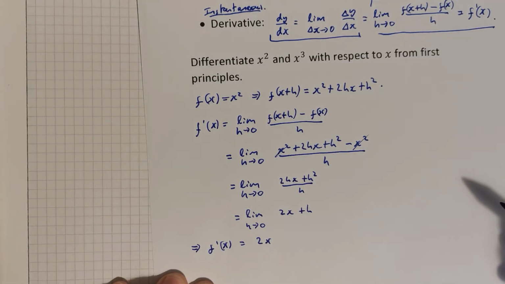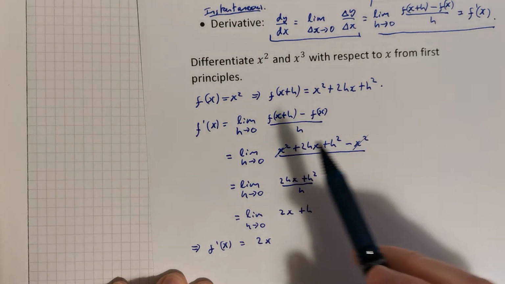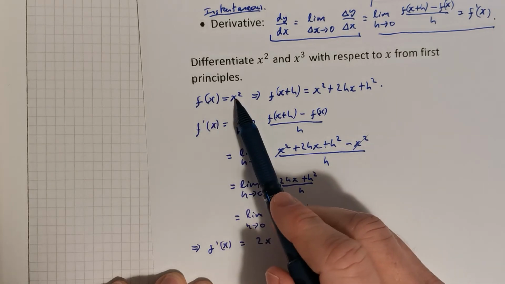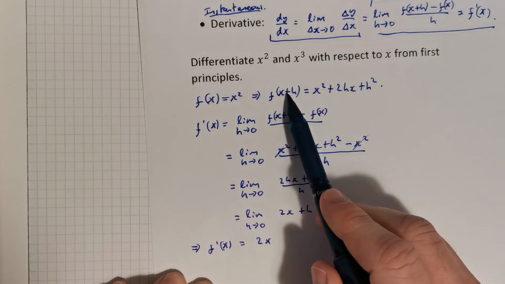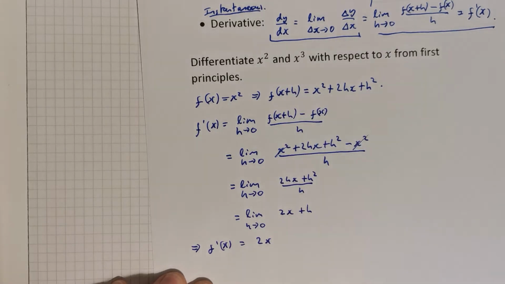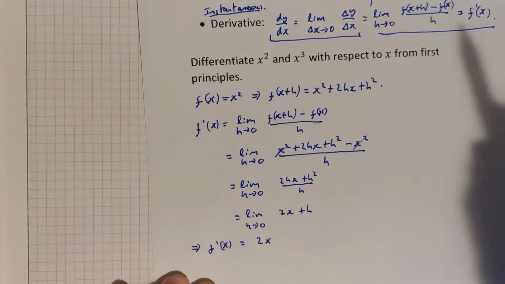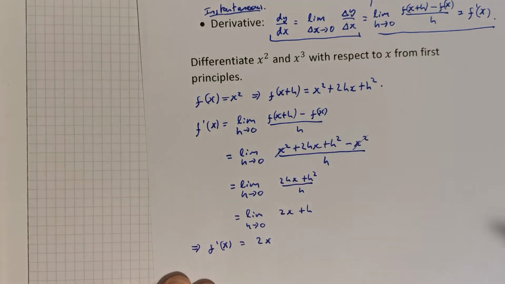Okay? And there's my process. Remember what the function notation says. This just says the output is always the square of whatever the input is. So if x plus h is the input, we have to square it to get the output. And let's look at another example. x cubed. I'm going to take the derivative of x cubed with respect to x.